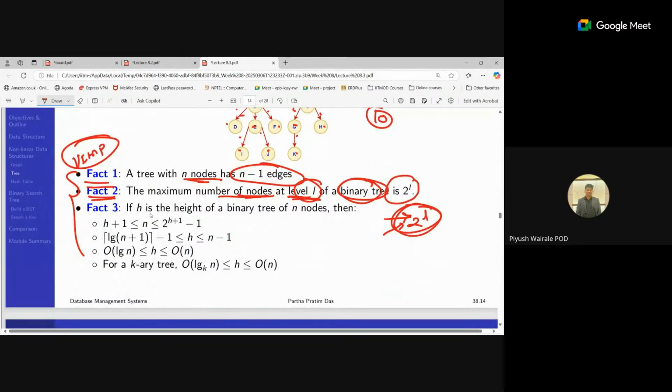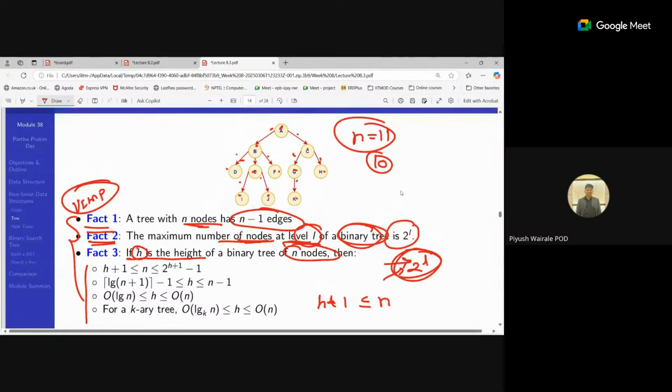Now what about fact number 3 here? We are saying that if h is the height of the binary tree of n nodes, then these things are true. What is this condition here? h plus 1. So what is h here? Height, right? So height plus 1 will always be less than or equal to the number of nodes. This thing we already discussed, right? If you see the height for this is 1, 2, 3, right? So 3 plus 1 is 4, right? So this will always be less than or equal to n.